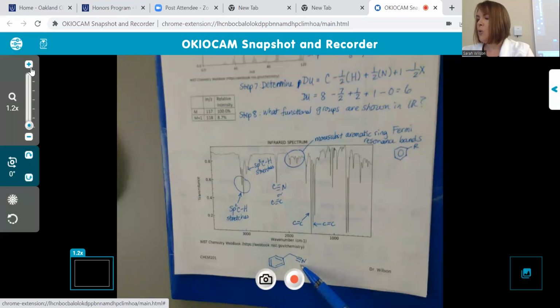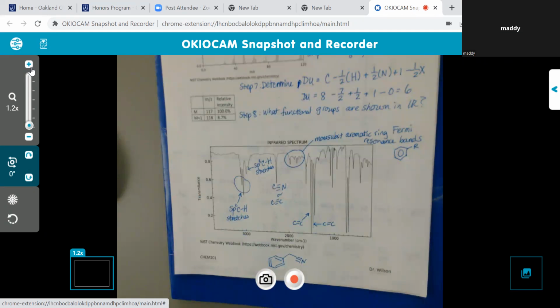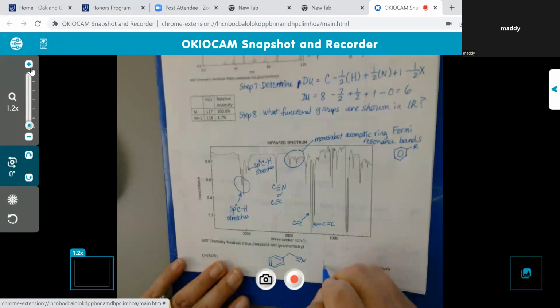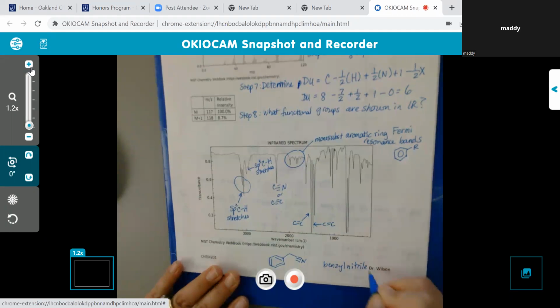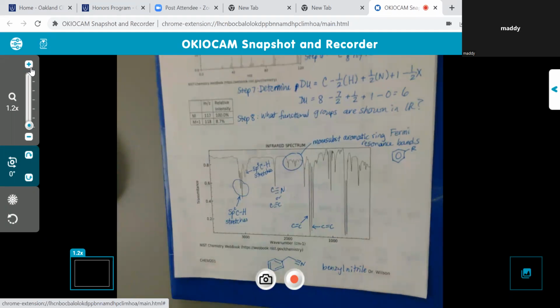Okay, so this is actually really the structure of the molecule as well. This is benzyl nitrile. That's what the mass spec and the IR are from, benzyl nitrile. Do you see how all the evidence came together to demonstrate that? Okay.